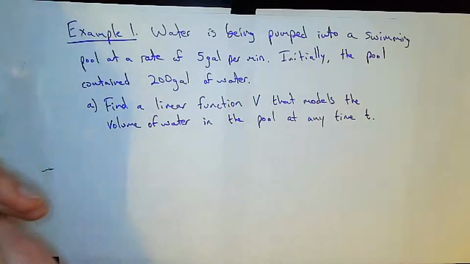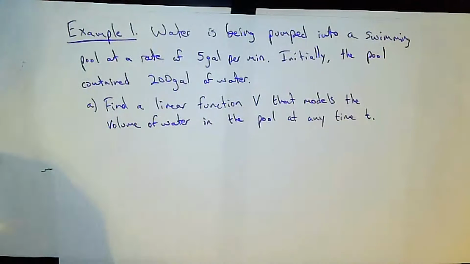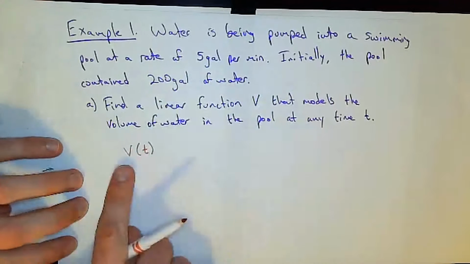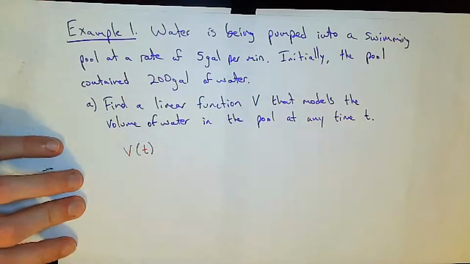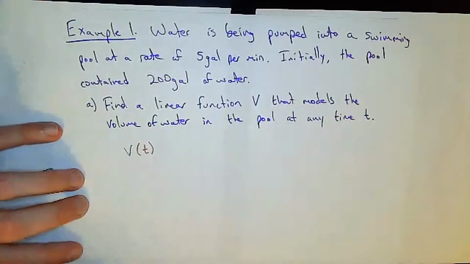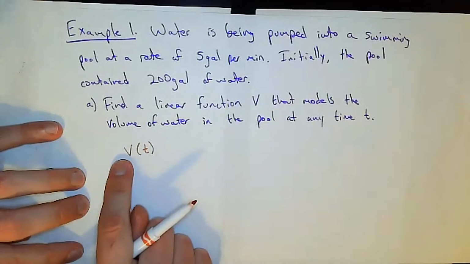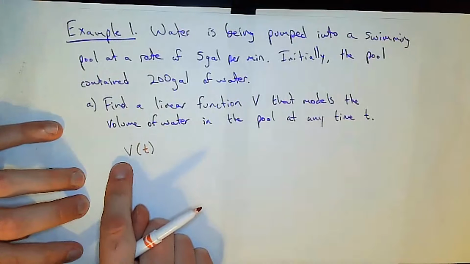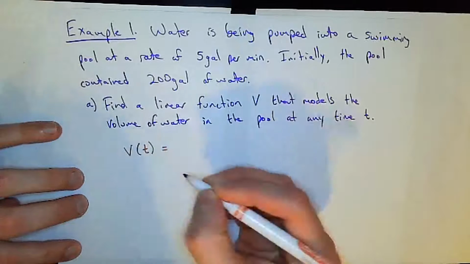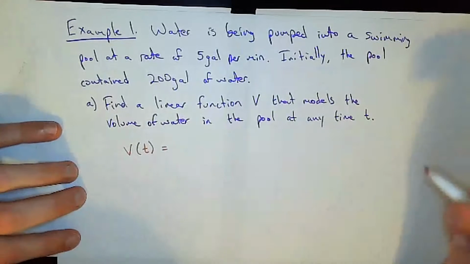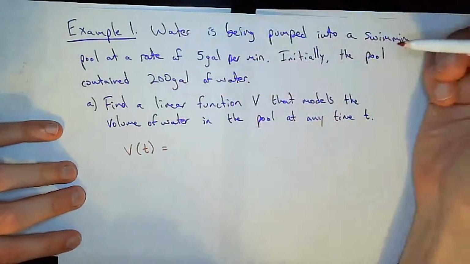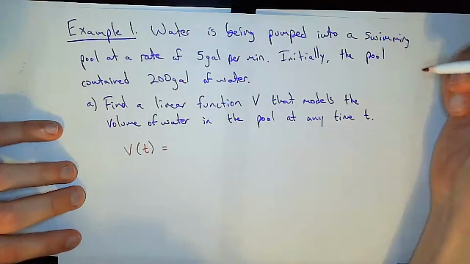So when I write my function here, I already have my name given. It's v of t. Volume is a function of time. Sorry, my voice is already going out. What does that mean? The volume of water in the pool depends on how much time has passed. Now, I know this is a linear function because there's a linear rate here, 5 gallons per minute, and there's also an initial value of 200 gallons.